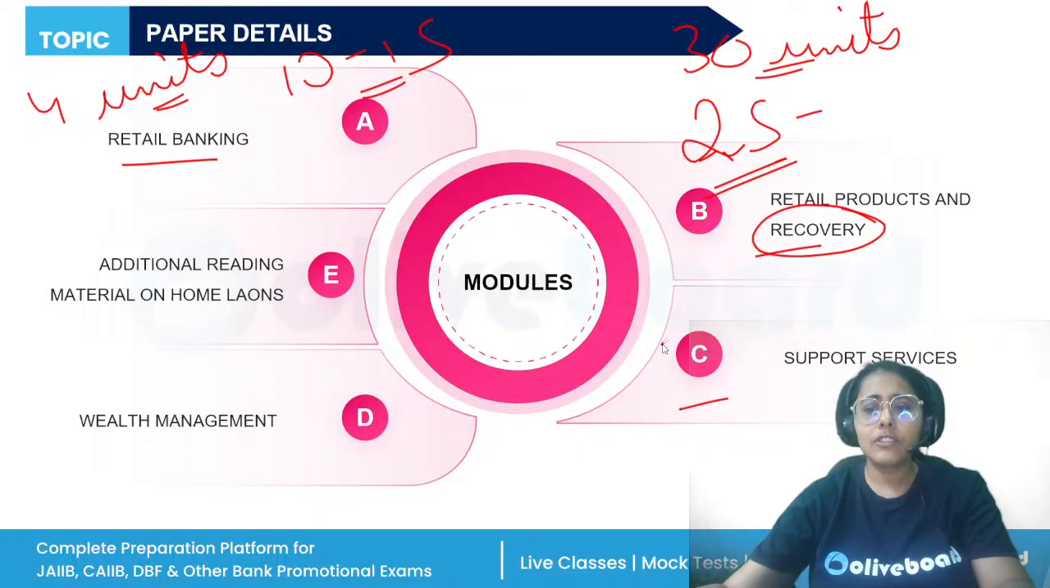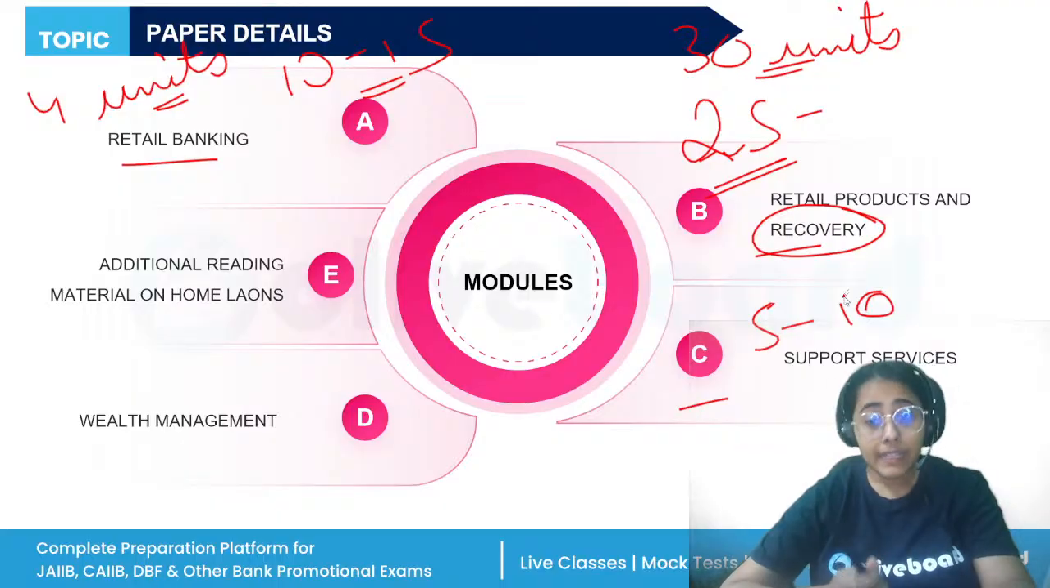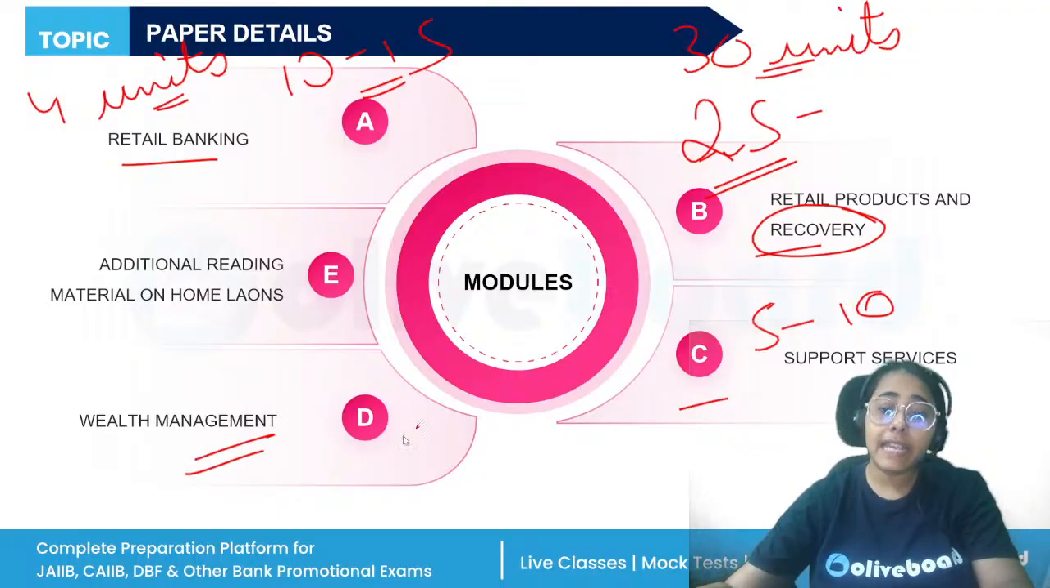Then comes the module C, which is rather simple, the support services. So you'll be studying about the delivery channels, delivery models, and marketing information systems. And here also around 5 to 10 mark questions will be asked. Easy case study questions are asked from the module C. Very scoring.